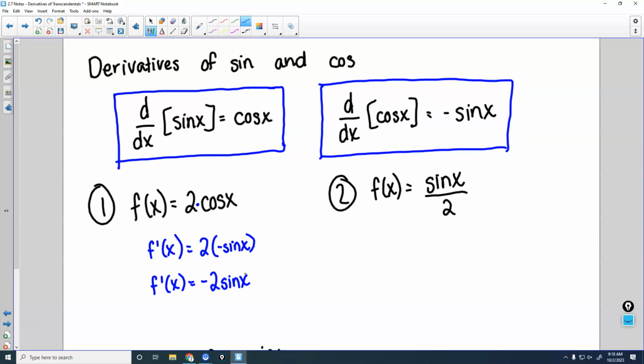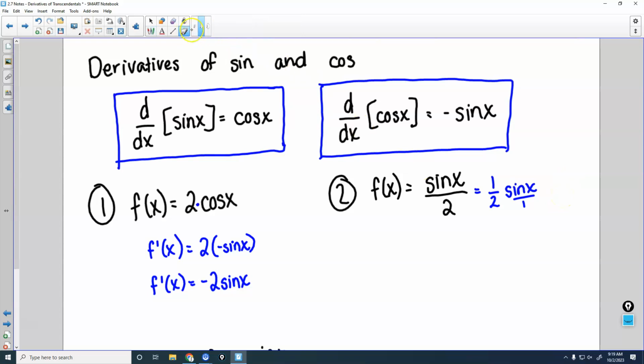Okay, number 2, we're taking the derivative of sine x over 2. This time I'm dividing by 2 instead of multiplying by 2. Is there a way I could write this so it would be multiplication instead of division? Take it out in front. Okay, what would I take out front? 1 over 2 times sine x, right? This would be the same, because if I multiply it back together, sine x is over 1, I'd get sine x over 2, right?